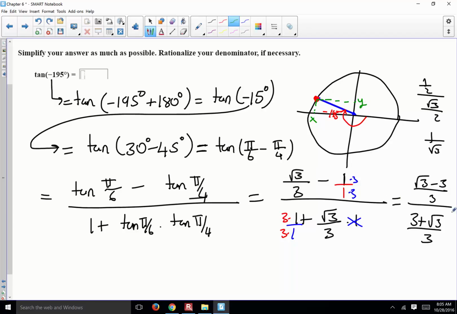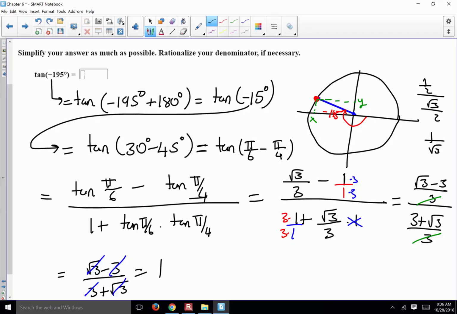Alright, and this is convenient. You can cancel these two. They have the same denominator. Oh, I can cancel one more thing. Actually, 2 more things. So I get all disappeared 1.